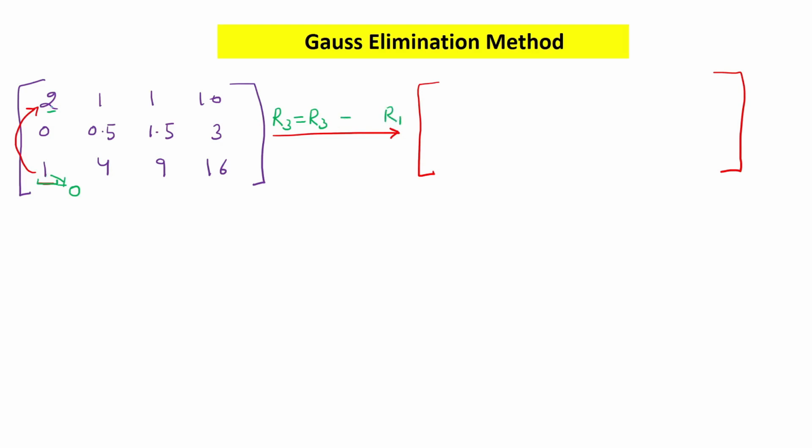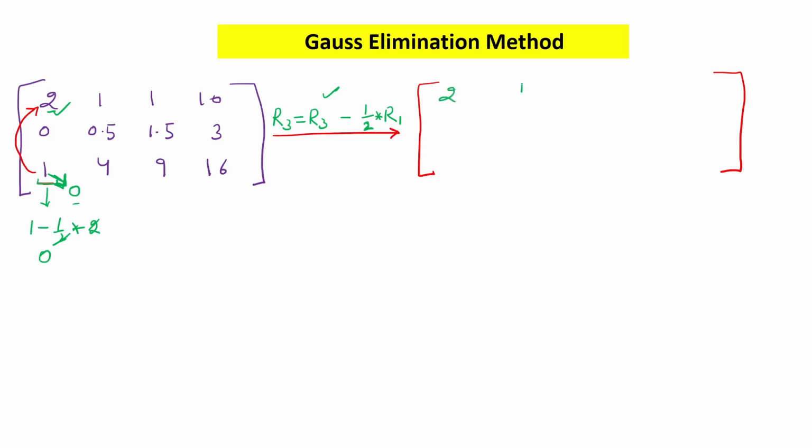So I have to subtract something from R3 using R1. Now if I do 1 minus 2, that means I will get minus 1, but I need 0 here. So what I can do is I can write R3 minus 1 by 2 into R1. If I write 1 minus 1 by 2 into this 2, so here this will be cancelled and I will get 0. That means this row operation will make this 1 as 0. So let's apply the same thing.